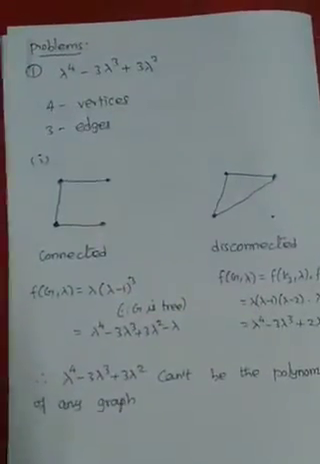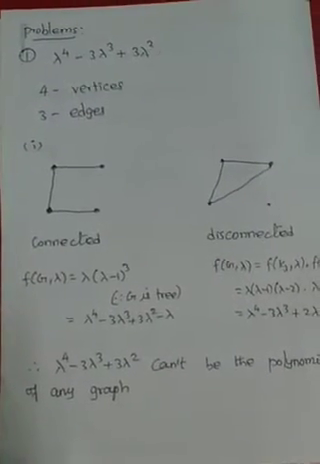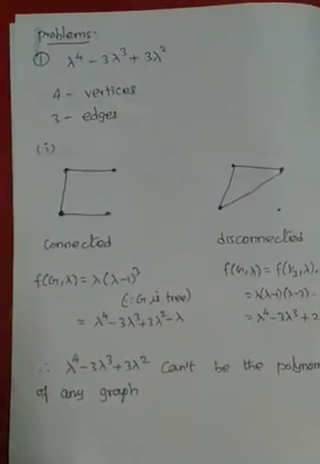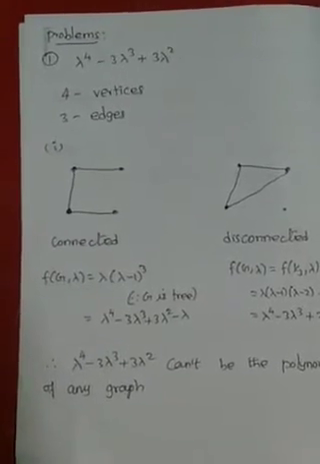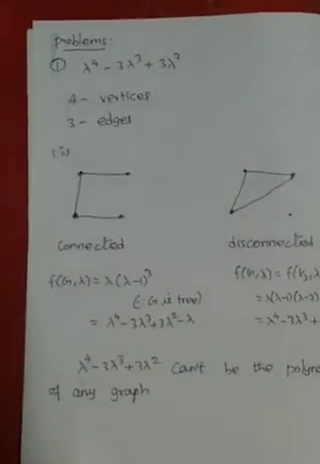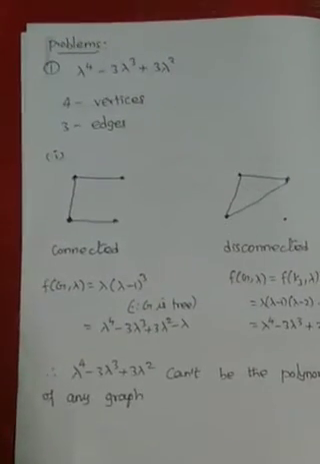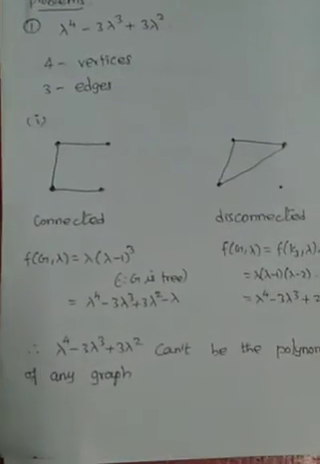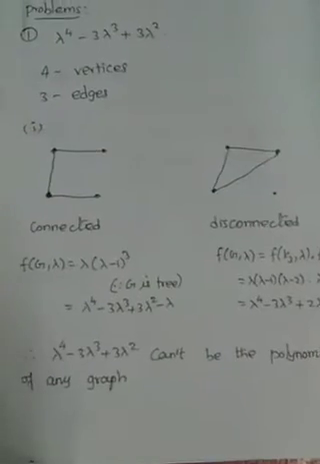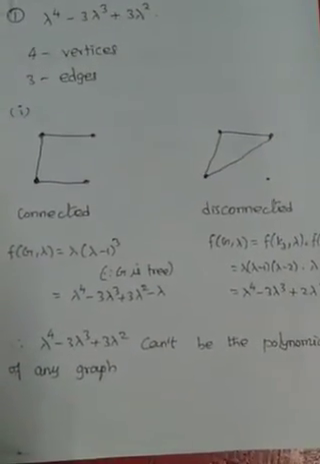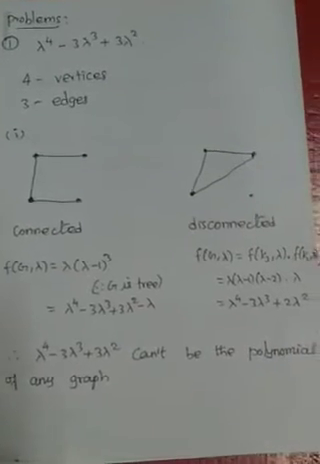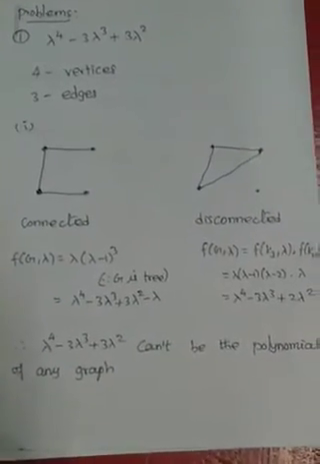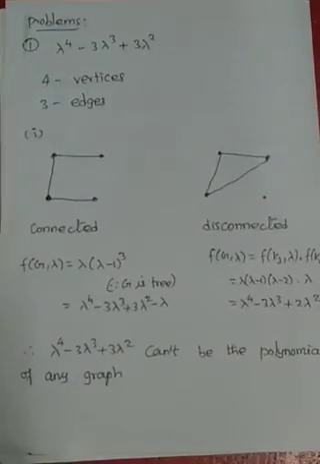Okay, we have a problem. First problem: a polynomial is given, lambda power 4 minus 3 into lambda cube plus 3 into lambda square. We want to check whether the given polynomial is a chromatic polynomial or not. The highest power is 4, so it has 4 vertices, and the coefficient of lambda cube is the number of edges. The coefficient of lambda cube here is 3, so it has 3 edges. So we have a graph with 4 vertices and 3 edges.